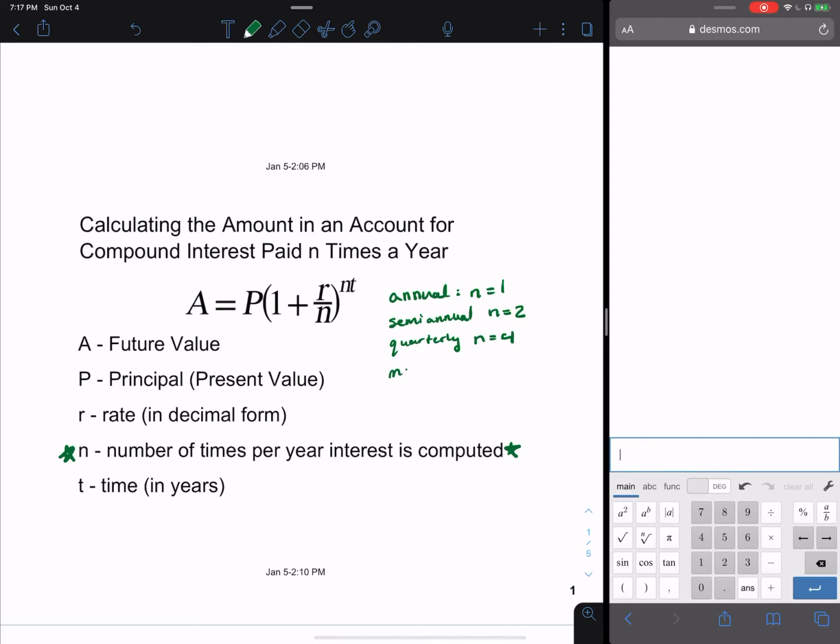If it's monthly, there's 12 months in a year, so it would be N equals 12. If it's weekly, there's 52 weeks in a year, so it would be N equals 52. And if it's daily, for the purposes of our textbook, remember they told us to assume that there's 360 days in a year, so we would say N equals 360. So let's look at an example.